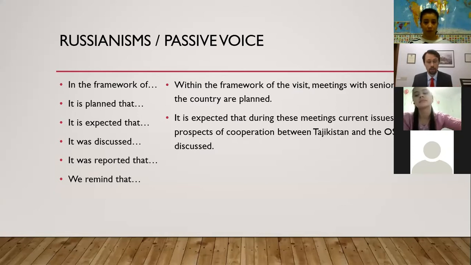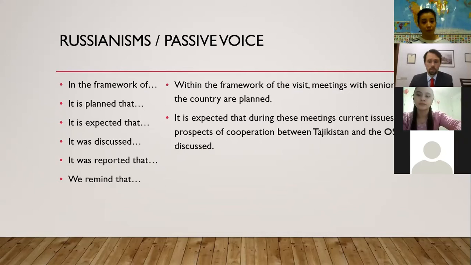We remind that in newspaper articles, especially in Russian, they will use that expression, напомним, we remind. But in English, we don't say that. Usually in articles, you don't say we or I. You try to avoid that whenever possible. And so you don't see that expression often.